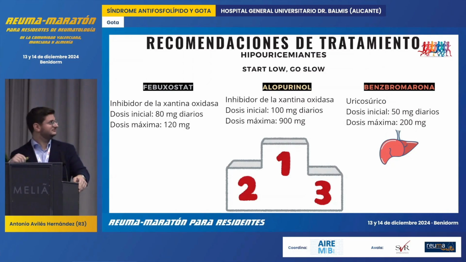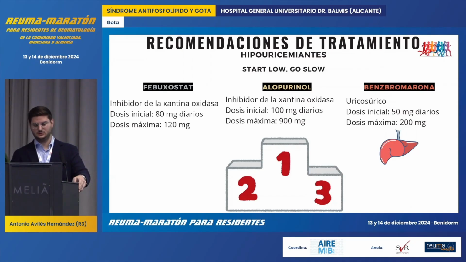On the podium of commonly used medications, we have first and foremost, of course, allopurinol, a xanthine oxidase inhibitor. The recommended starting dose is 100 milligrams per day, and it is advised to gradually increase the dose. At most, every 14 days. It is not recommended to increase the dose on a weekly basis. The maximum dose in Europe is 900 milligrams, whereas in the United States, the maximum recommended dose is only 600.